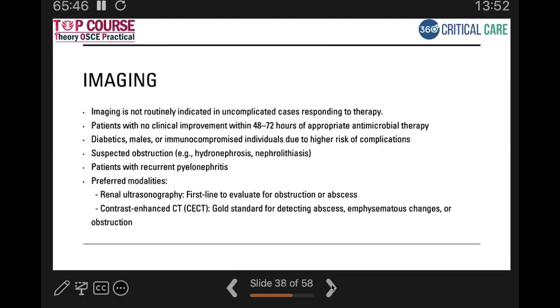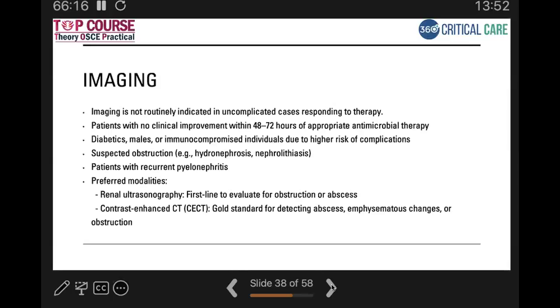Coming on to imaging in pyelonephritis, when the patient has mild symptoms and is responding to therapy, you need not subject them to repeated or higher imaging. Even an ultrasound abdomen should be enough to diagnose the patient. But when you don't see any clinical improvement in the next 48 to 72 hours, even after appropriate antimicrobial therapy, then you subject the patient to CT abdomen or MRI as needed.